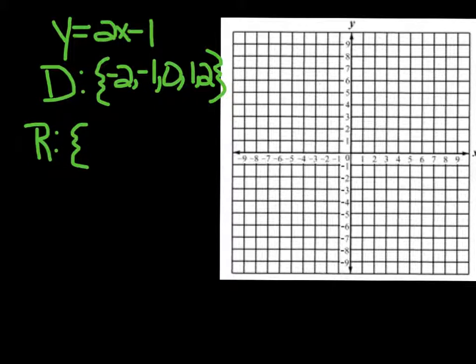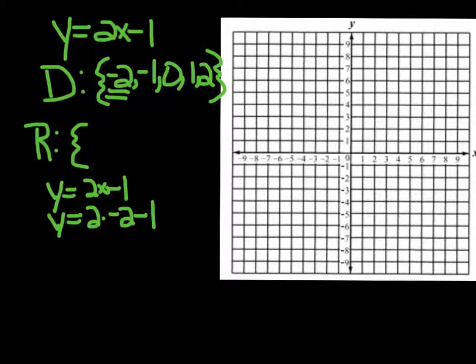So we're going to start with the first member of the domain, -2. Then we're going to take that and substitute it in for x in y equals 2x minus 1. So we'll have y equals 2 times -2 minus 1. So 2 times -2 is -4, minus 1 is -5. So when x is -2, y is -5. So we can put that ordered pair on there, starting at the origin, (-2, -5), and we have this point right here.